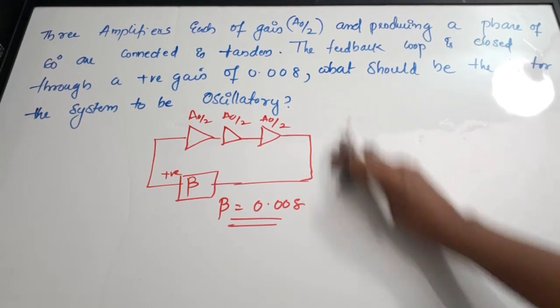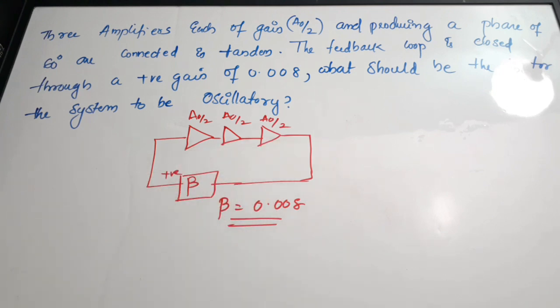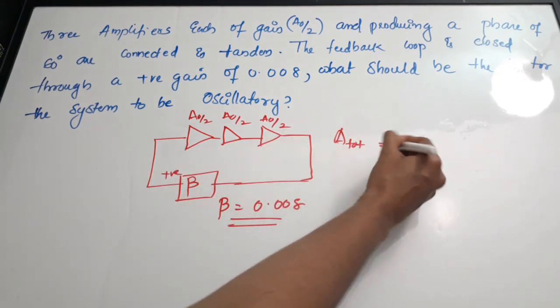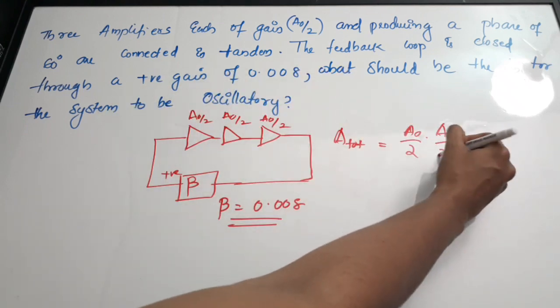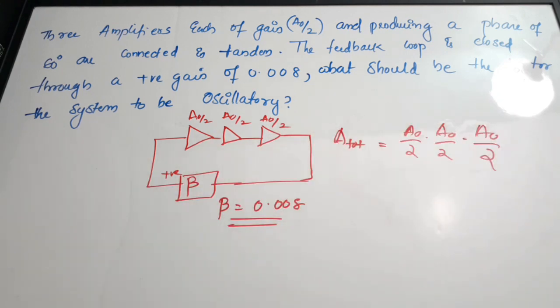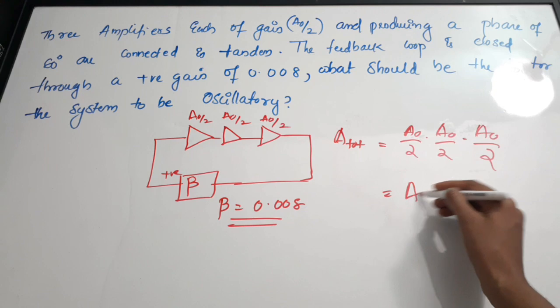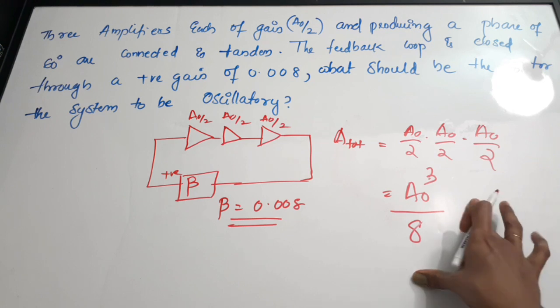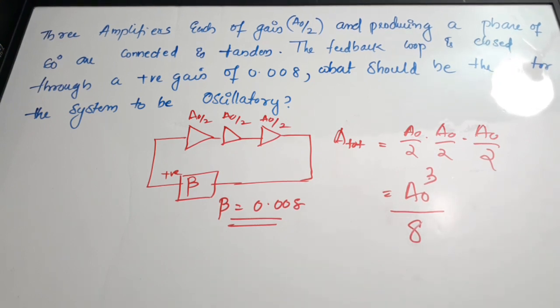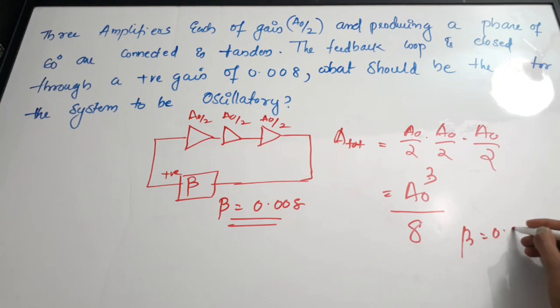So first we are going to do that. So for this circuit, we have A total, that is, total gain of amplifier section is A0 by 2 into A0 by 2 into A0 by 2. Right. Now, it will be equal to A0 cube by 2 into 2 into 2 is 8. So this is the total gain of this circuit. Now, the feedback factor beta equal to 0.008. Right. So we have two things. We have the total gain of the amplifier section, and also we have the feedback factor. Now, how to check or how to find the value of A0?